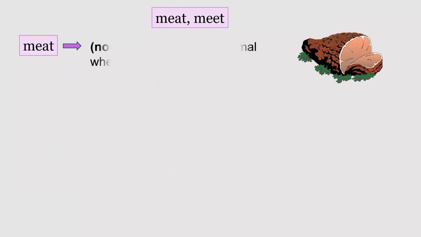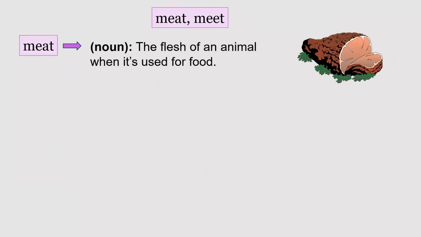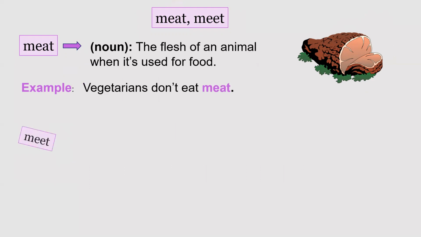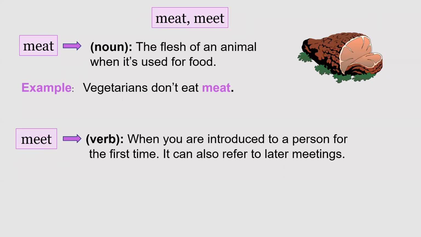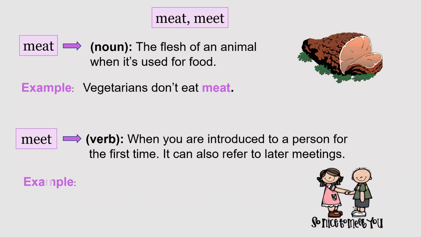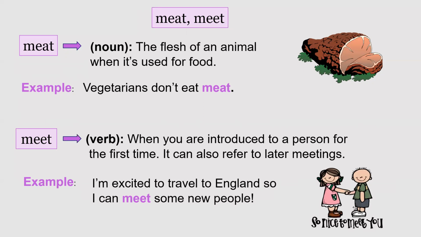Meat and meet. Meat with EA is the flesh of an animal when it's used for food. Example, vegetarians don't eat meat. Meet with double E is a verb when you are introduced to a person for the first time. It can also refer to later meetings. Example, I'm excited to travel to England so I can meet some new people.